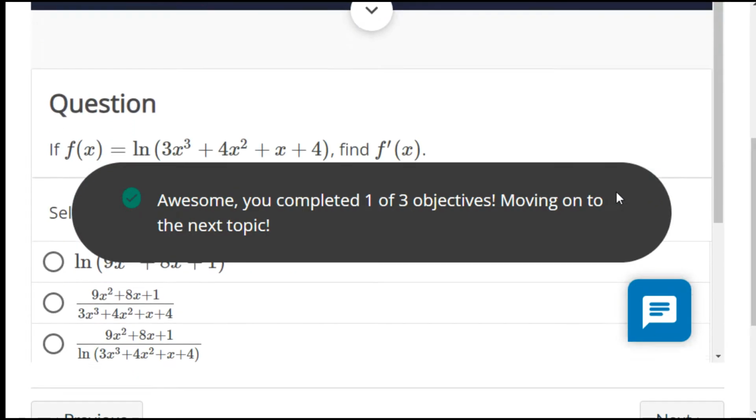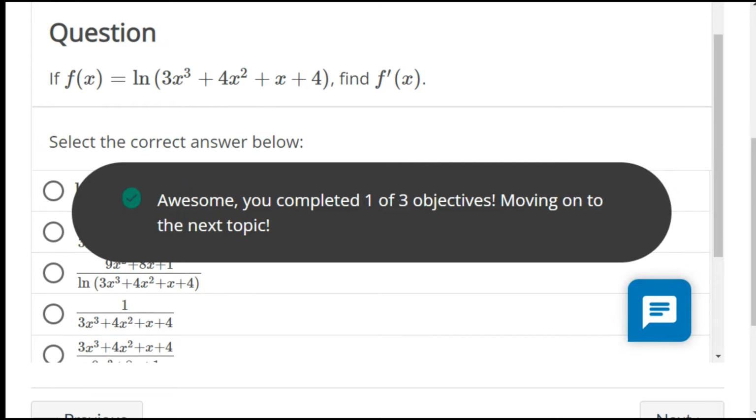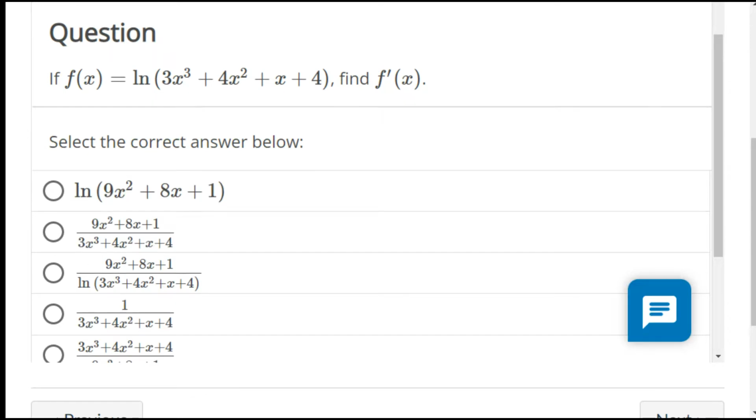Okay, 33% mastery. Here's another one that we already know how to do. But here's maybe a good opportunity for us to disassemble the chain rule a little bit. Like, we know how to do this.